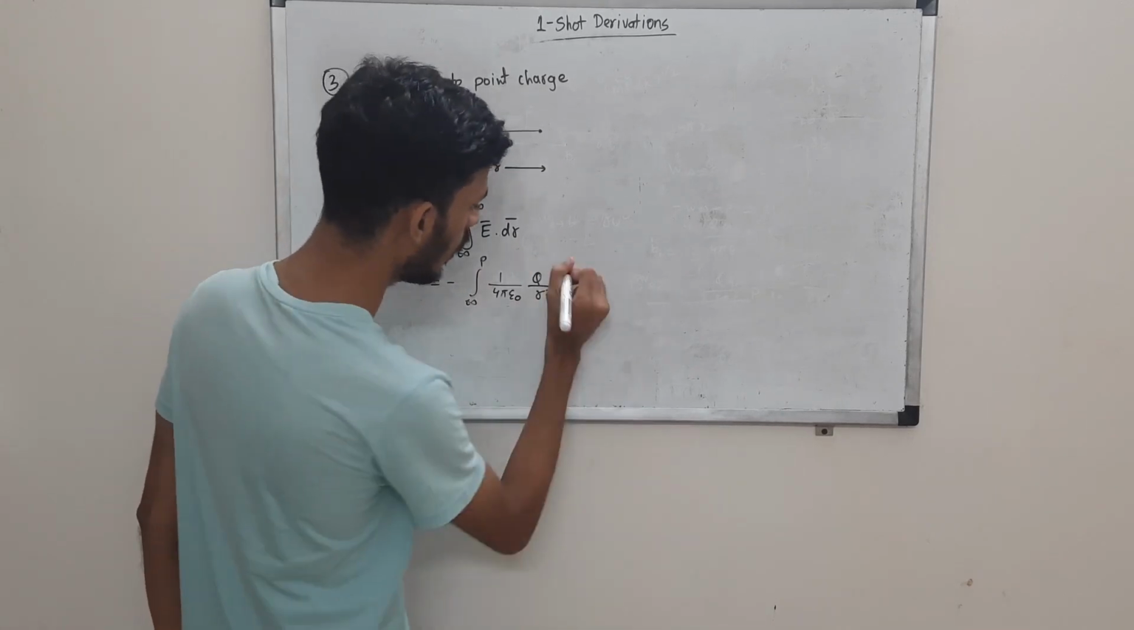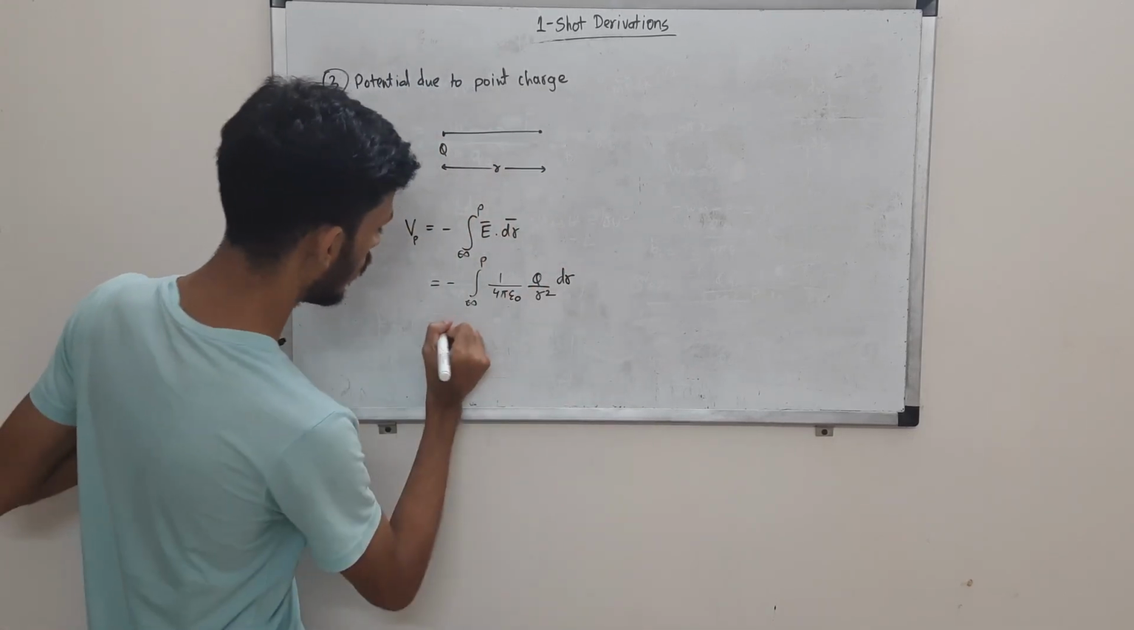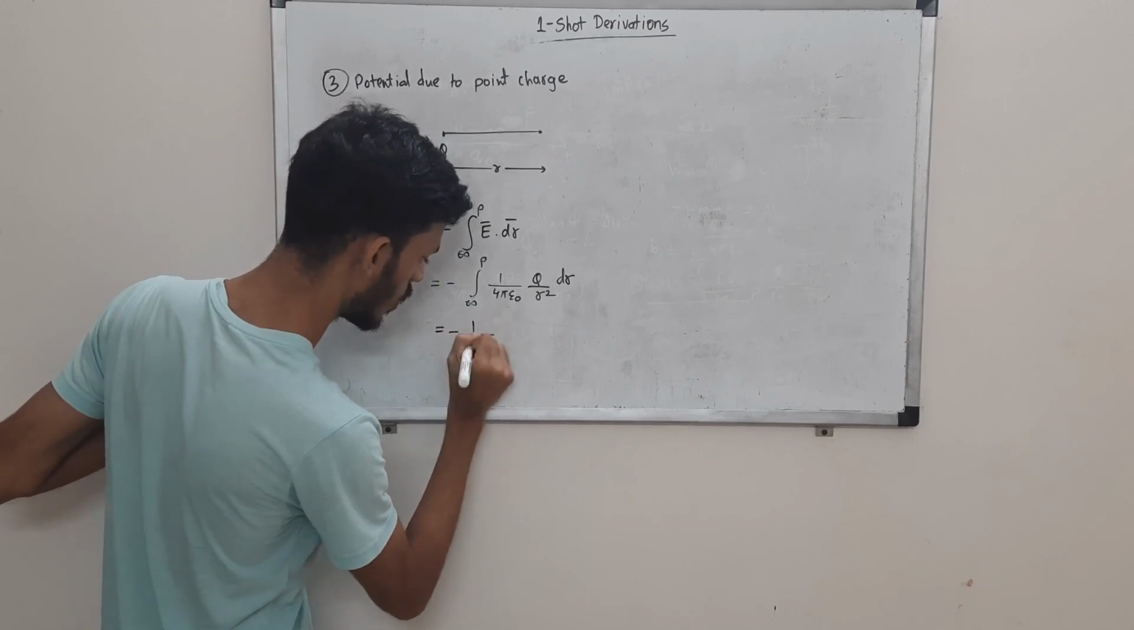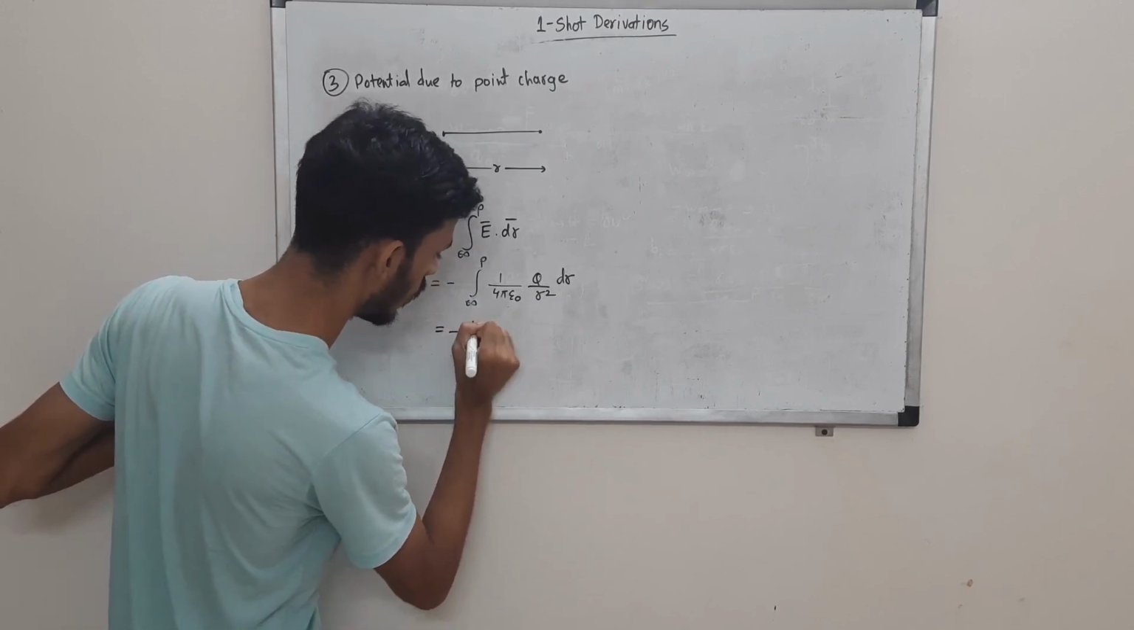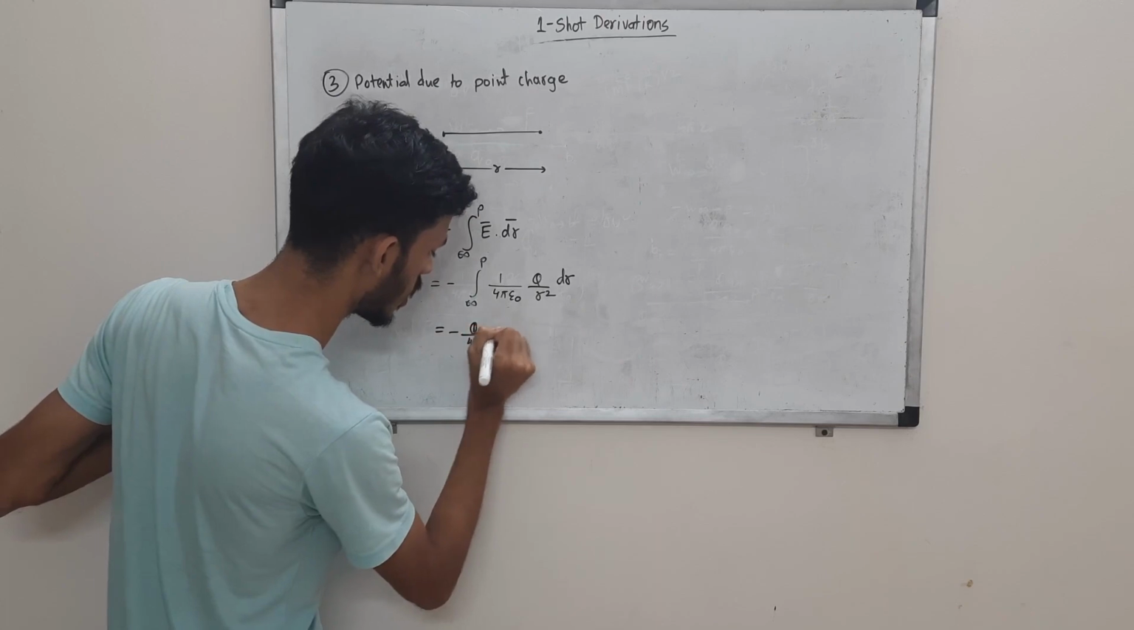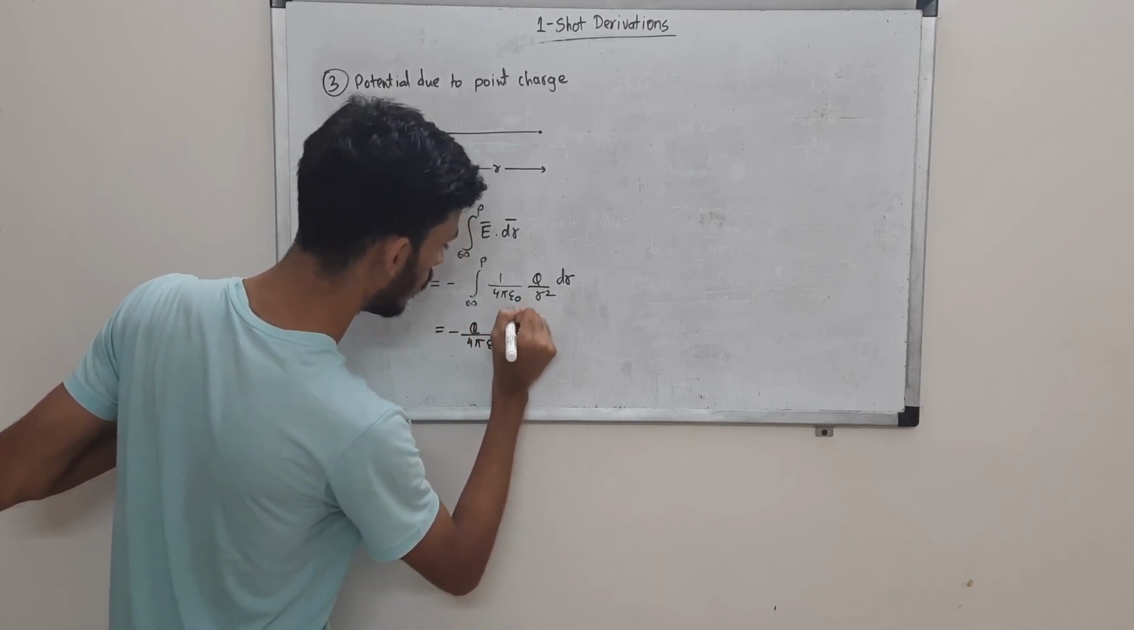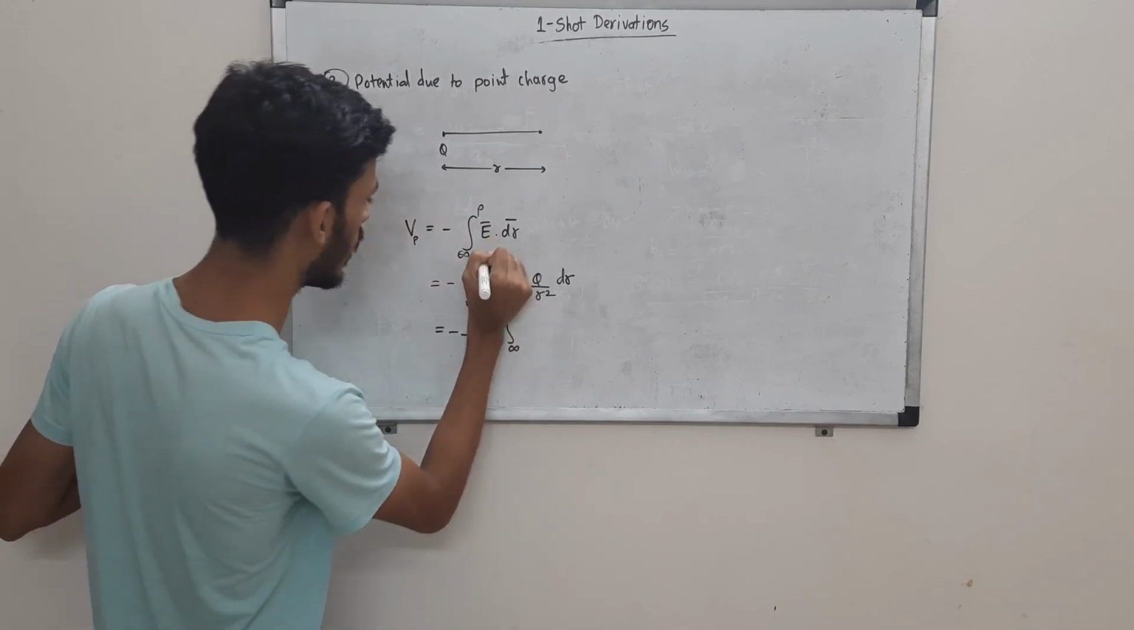Of course dr. Now this is constant, 1 upon 4 pi epsilon naught. Q is also constant, the source charge, and infinity to point P, which is at a distance r, I can say directly.